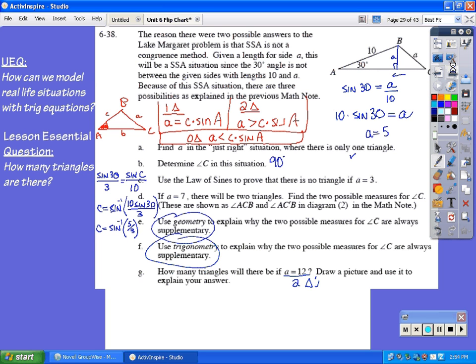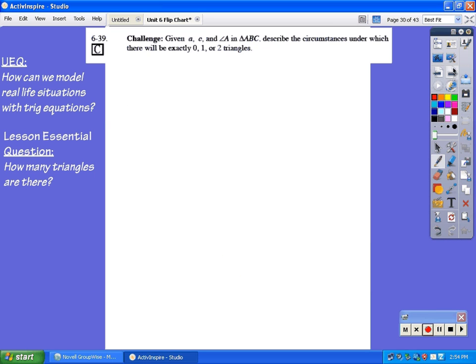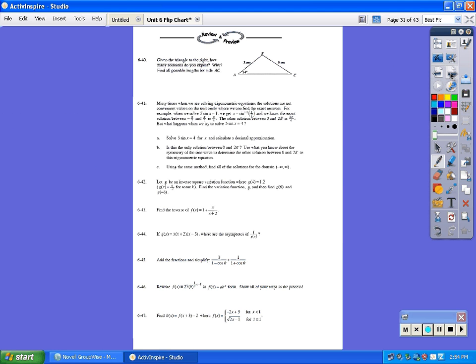6-39. And we're probably getting close to running out of time here, so I might have to cut this off. Oh, challenge problem. That's good. Given AC and angle A and ABC, describe the circumstances. Oh, I just told you that. What do you know? Copy it down, bring it to class tomorrow, get extra credit. There you go. That's it.